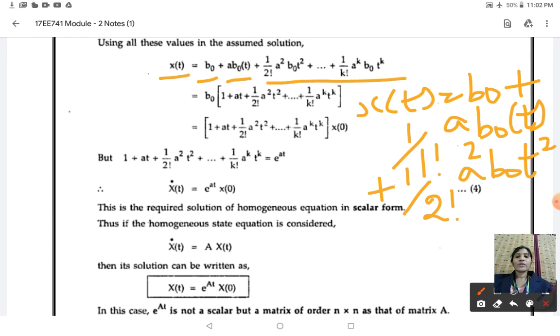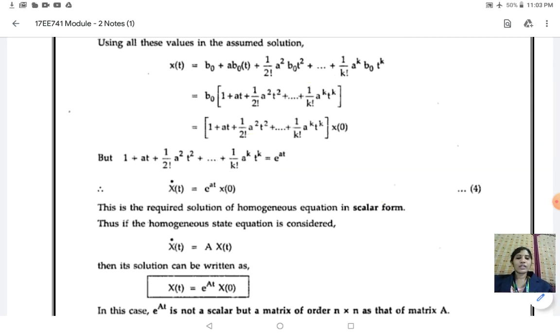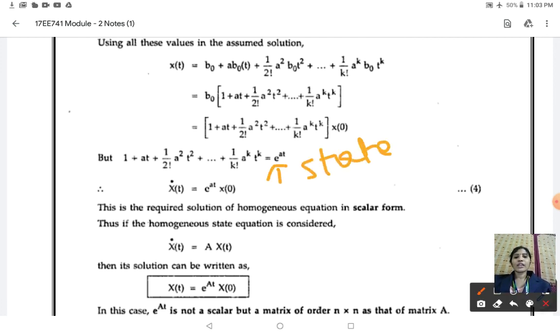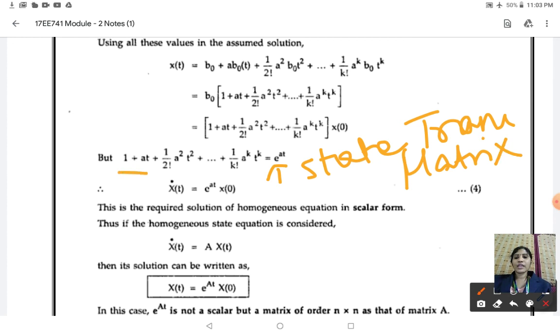When you simplify, you will get 1 plus at plus 1 by 2 factorial a square t square plus 1 by 3 factorial a cube t cube, and it goes on till 1 divided by k factorial a k t power k, which is nothing but e to the power of at. E power at is nothing but your state transition matrix. This e power at can be considered as your state transition matrix, whose formula is 1 plus at plus 1 divided by 2 factorial a square t square, and it goes on till 1 divided by k factorial a k t k.